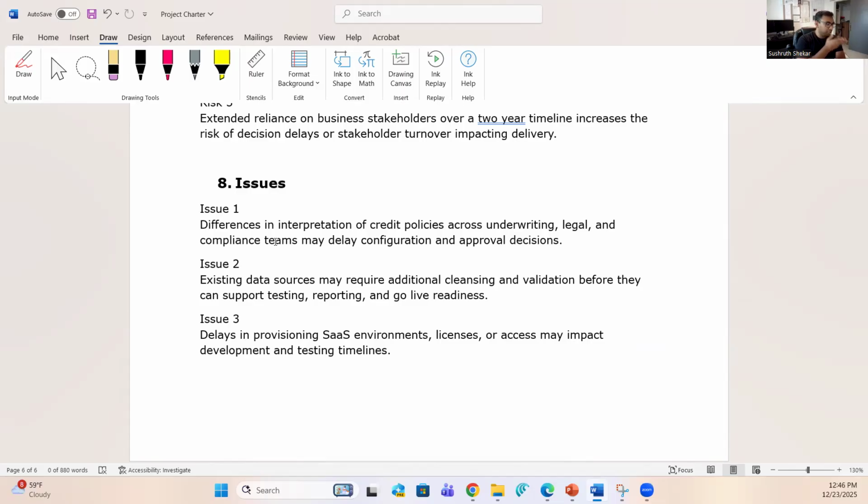A good example of an issue would be issue number 2 here, right? Existing data sources may require additional cleansing and validation before they can support testing, reporting, and go-live readiness. So the current data is not very clean. Currently, the data is not clean, so we need to do something about it. It's an issue. It's black and white, and right now we have to do something about it.